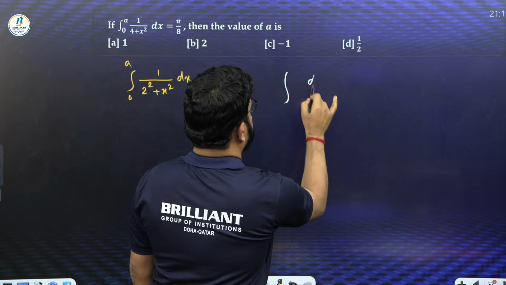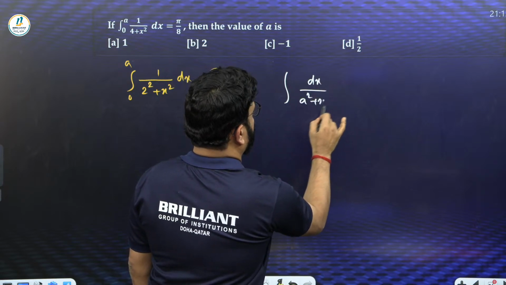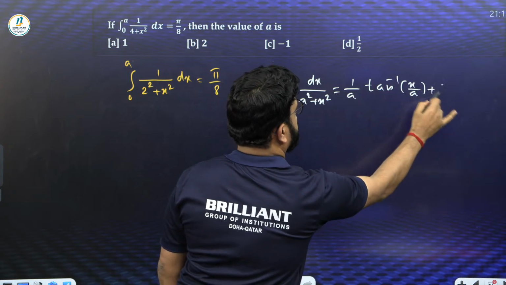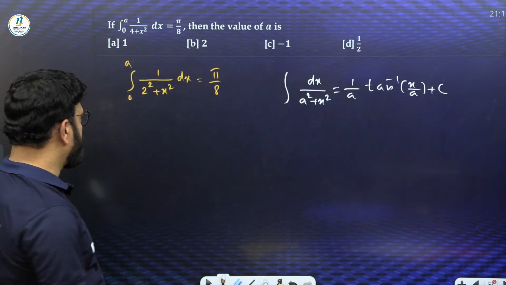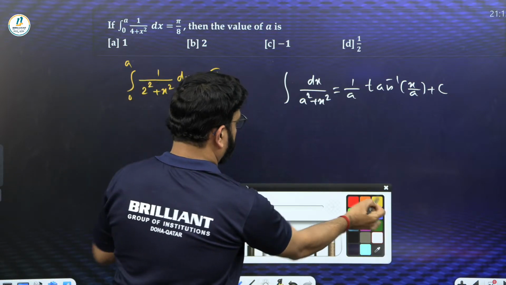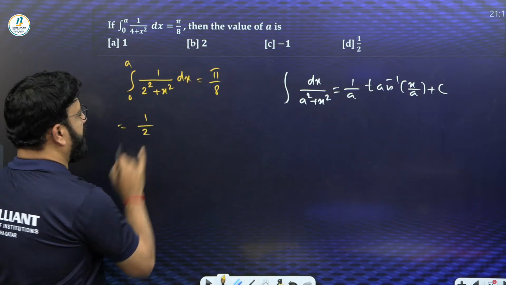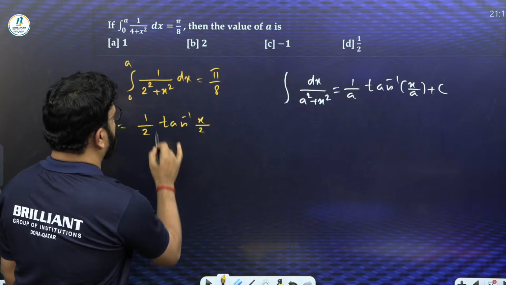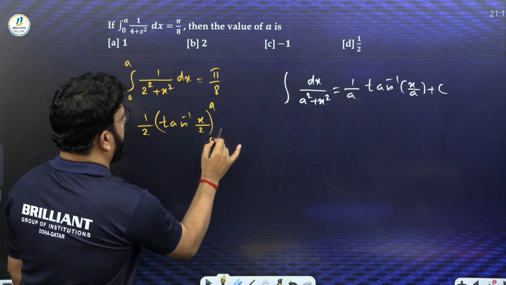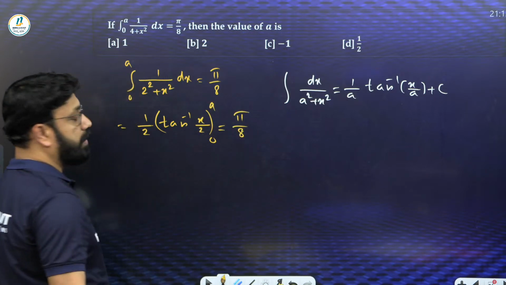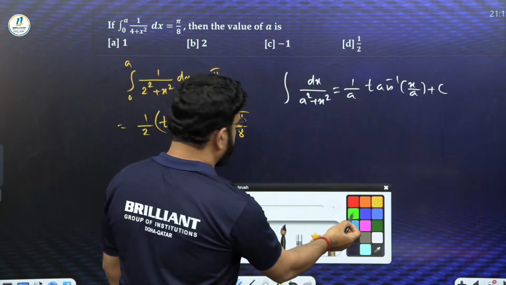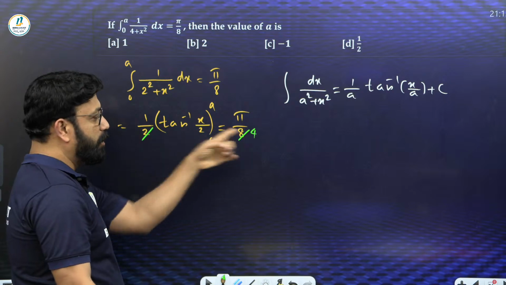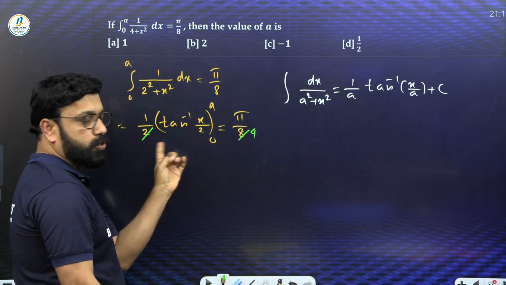Integral of dx by a square plus x square equals 1 by a tan inverse of x by a plus c. Now what can we write here? It equals 1 by a, that is 1 by 2, tan inverse of x by a, with limits 0 to a, equal to pi by 8 by 8. Cancellation first. The 2 is there, the 8 is there, so we can cut the 2 in 8.